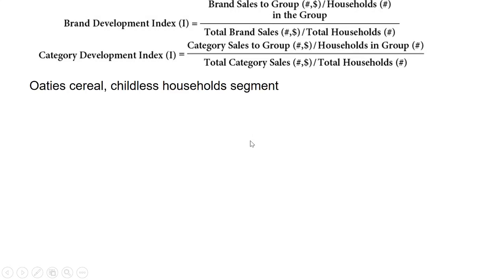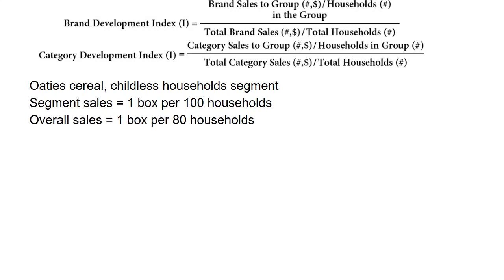Okay, so from the book, you've got cereal brand Oatie's. They've got a target of childless households. This is a segment they're targeting. We know that they sell 1 box per 100 households in this childless households segment. We know that overall, Oatie's sells 1 box per 80 households. So again, we're looking at the relationship between sales to our targeted segment, comparing it to our sales to all segments.